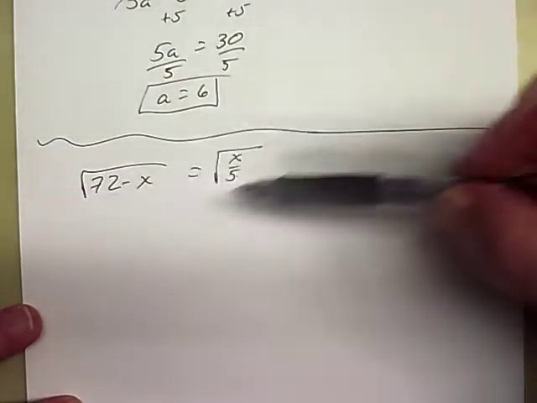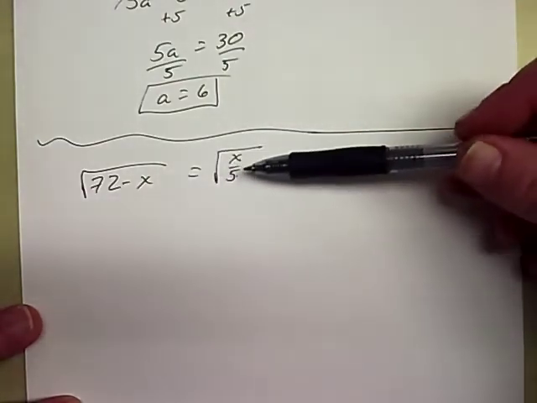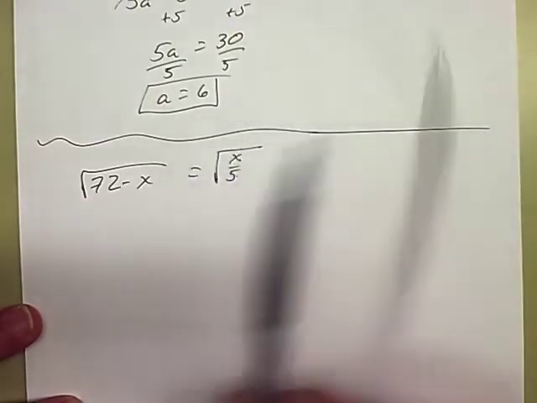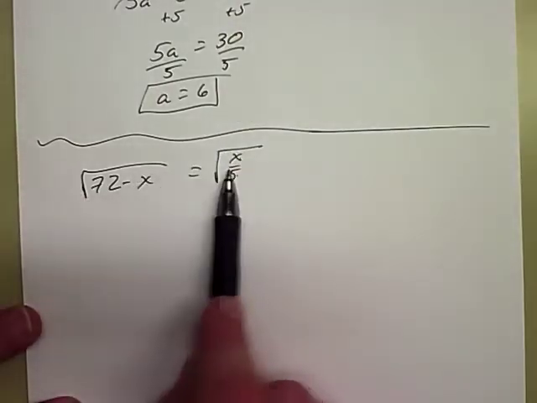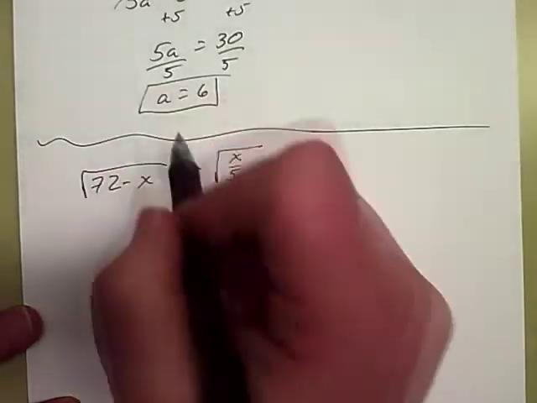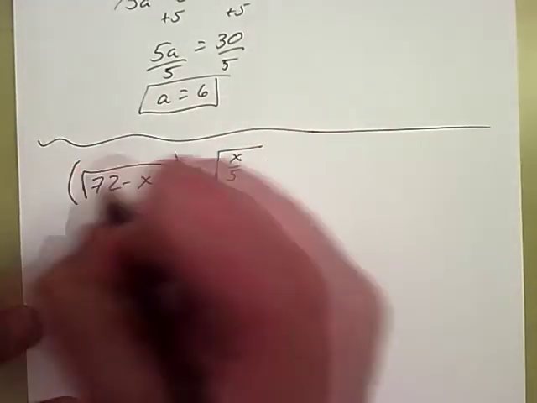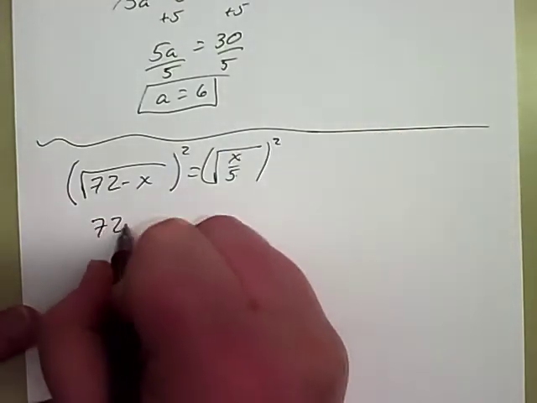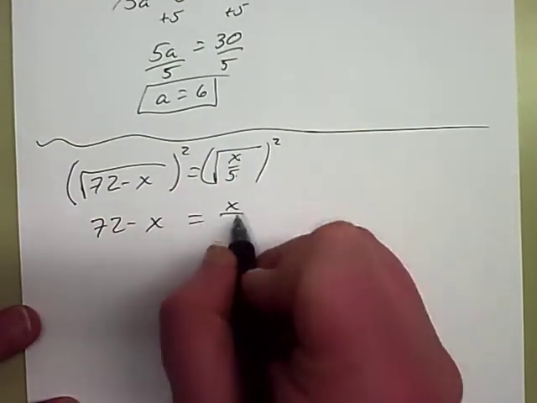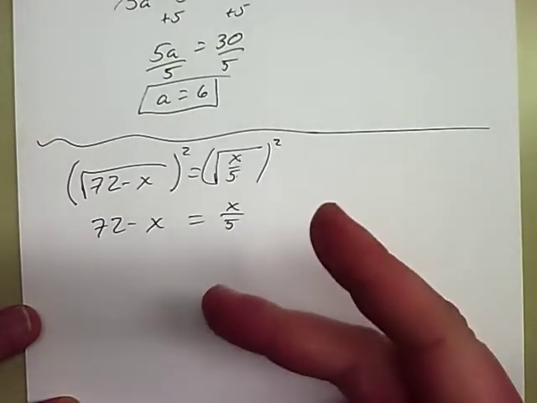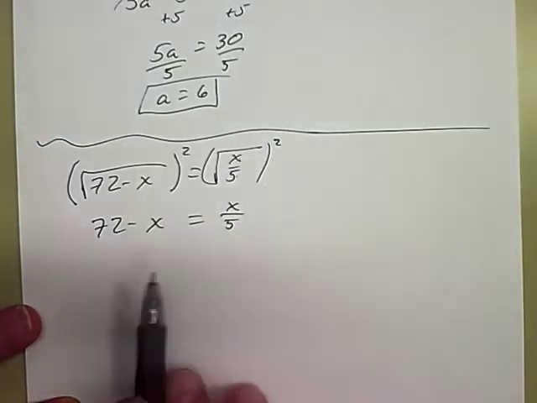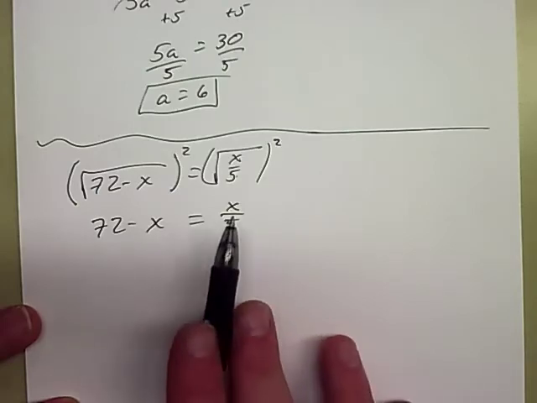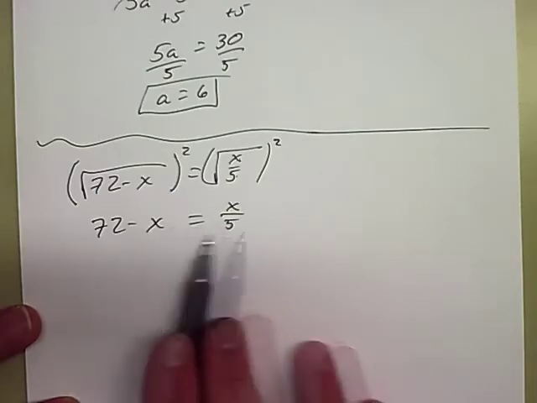Now, when it comes to a problem like this, I really want to make sure that we know that this square root on both sides is okay, especially since it's isolated. They're both isolated. So my first step then is going to be square both sides. Now I'm left with 72 minus x equals x over 5. Now there's two things about this problem that can give us trouble. There's an x on this side and there's an x on that side. And there's this silly little fraction thing.